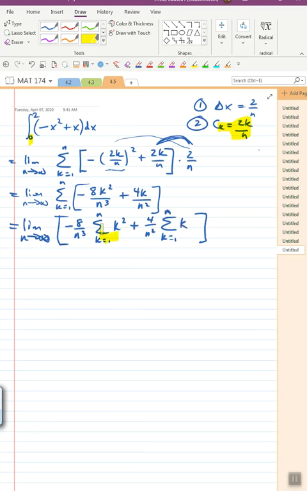Now you know the next thing. You've got compact formulas for each of those. So now you just write down what those are. So this first one would be negative 8 over n cubed times the sum of the k squareds, which was that one that had the 6 in the bottom. And then the sum of the k's is just n times n plus 1 over 2.